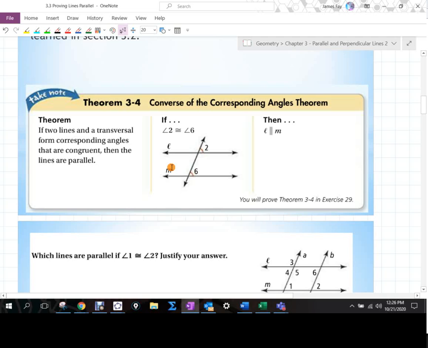The first one is talking about corresponding angles. It says if two lines and a transversal form corresponding angles that are congruent, so we're starting off with congruent corresponding angles, if that happens, then the lines are parallel. So here, if angle 2 is congruent to angle 6, then your conclusion is that line L and line M are parallel. Does that make sense to everybody?